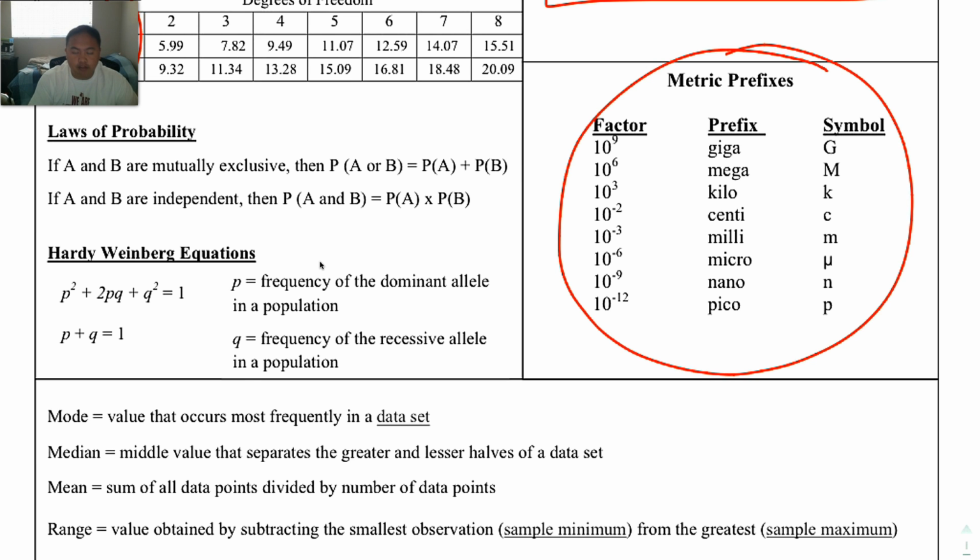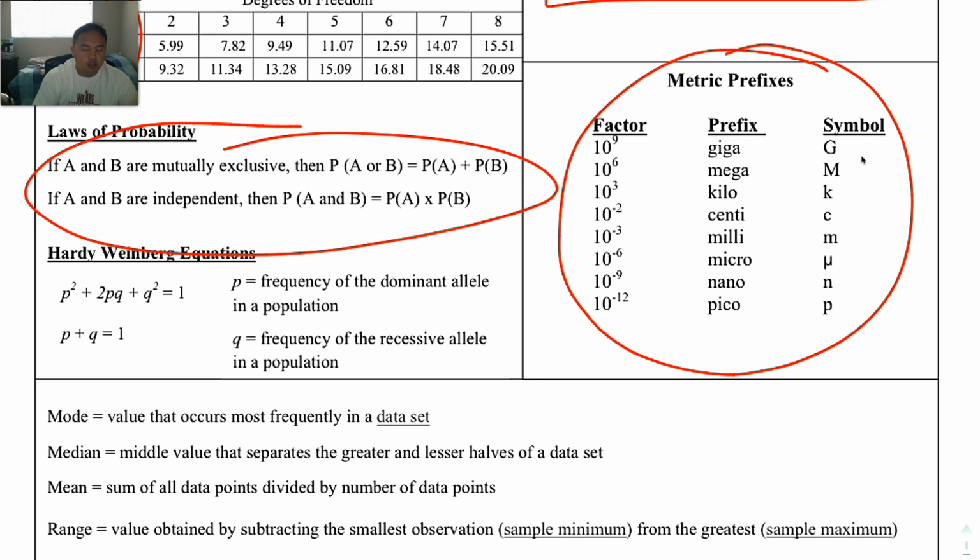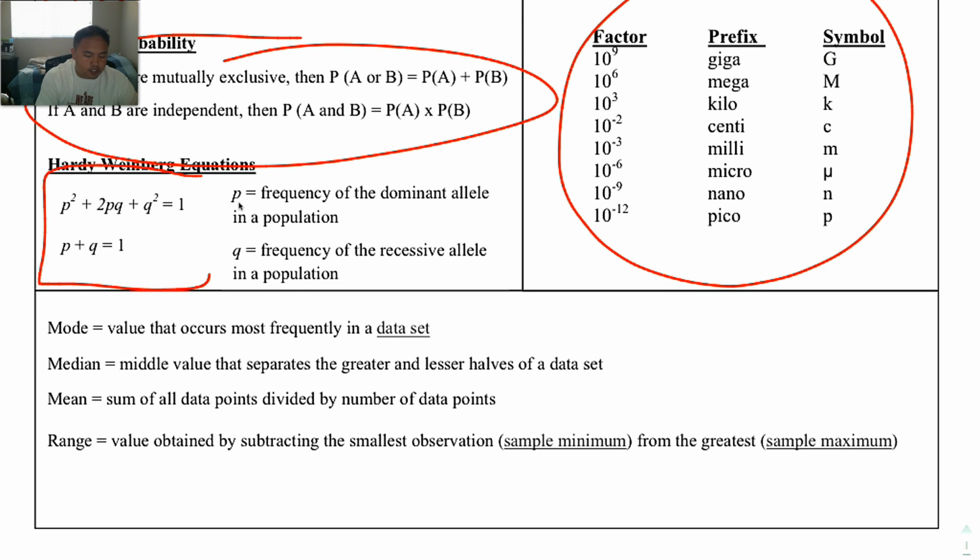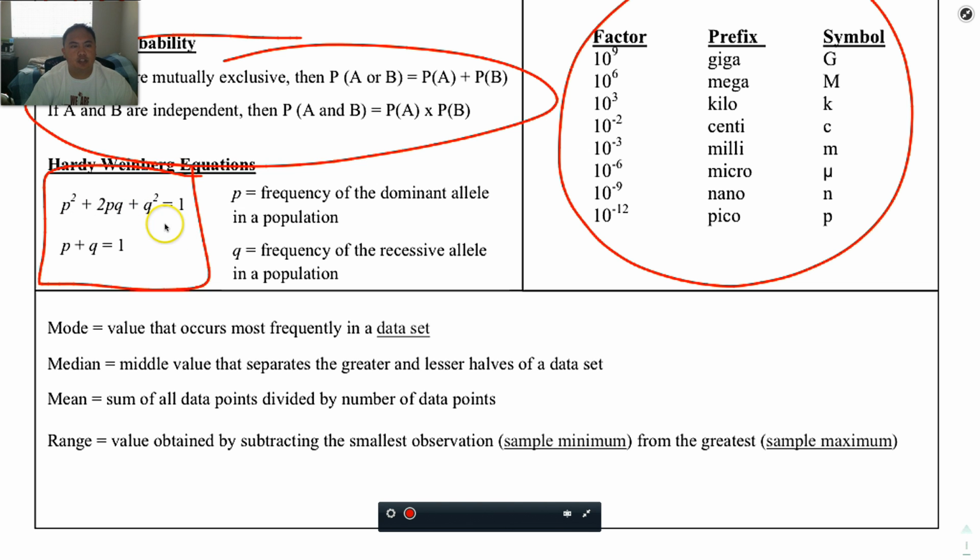Here on the right, you have all the prefixes, so in case you're confused what they mean, giga is 10 to the 9, kilo 10 to the 3, micro 10 to the negative 6, and here are the symbols for the metric system. Laws of probability, we went over that very briefly. If they're mutually exclusive, like you're trying to calculate the probability of something happening, you add the possibilities. But if they're independent, you multiply. Hardy-Weinberg, we're going to go over this again today with some sample questions, but you should know these formulas. They're given to you, but you should know what they mean. You should know P means the frequency of the dominant, and Q represents the recessive.